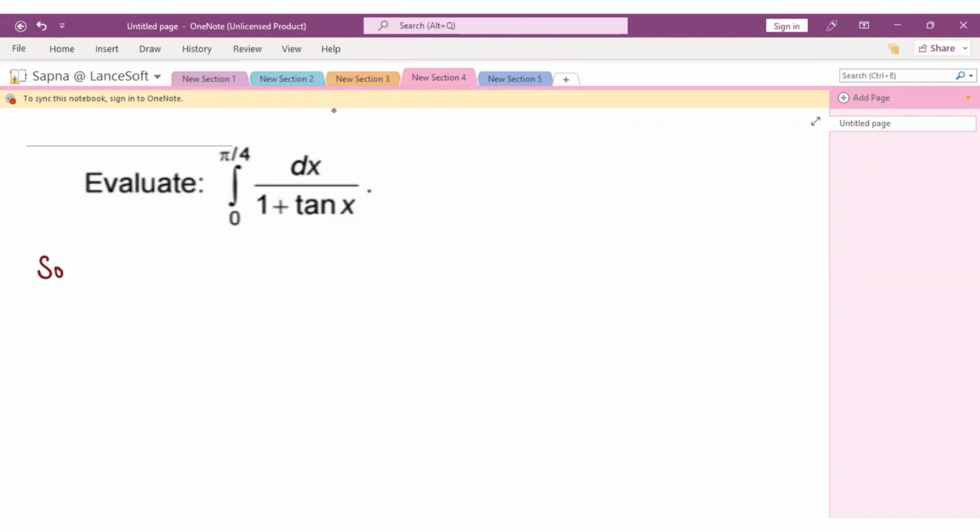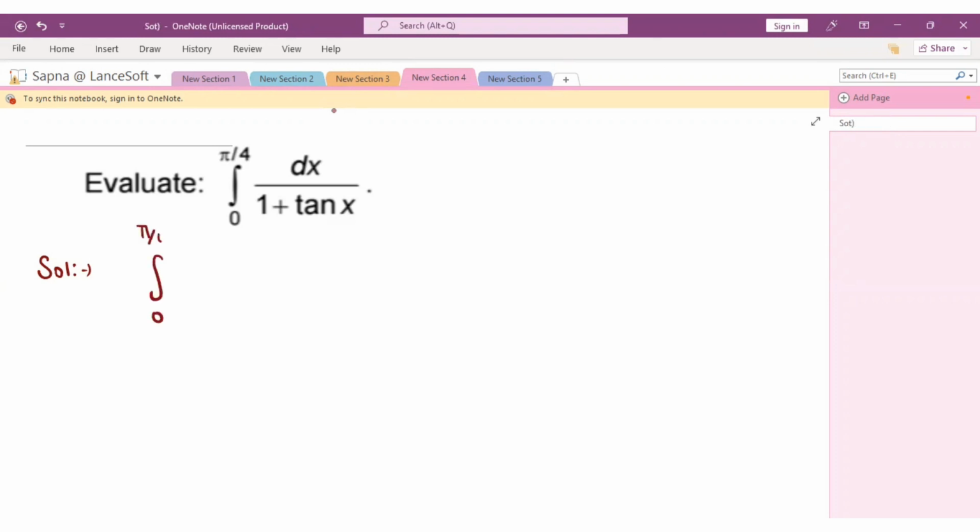So integration from 0 to pi by 4, 1 upon 1 plus tan x dx. First of all, let me explain to you that this is a definite integration. We know that there are two types of integrals: first is definite and the second one is indefinite. This is definite. Why is it called definite? Because we can see that here we are having limits, right? So let us start with the solution.